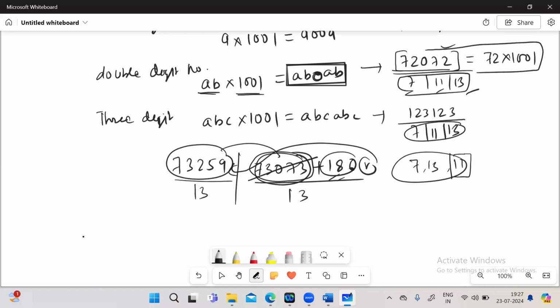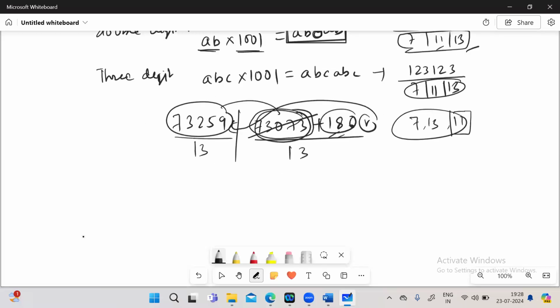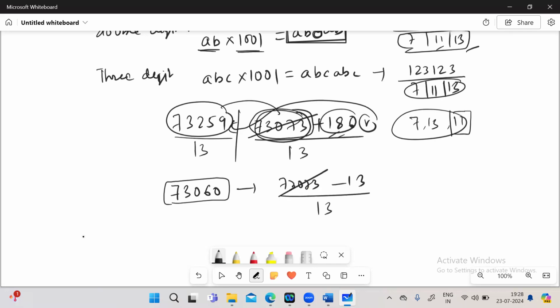ठीक है. अब जैसे एग्जाम्पल देखो, जरूरी नहीं कि आगे बढ़े, हम पीछे भी जा सकते. जैसे अगर कोई तुमसे बोलता है 73060, है ना. अब ये नंबर जो है बेसिकली it is less than 730 minus 13. So what I know is that this number is divisible by 13 and this number is also divisible by 13. Ultimately this number will be divisible by 13. ठीक है. Yes, sir.